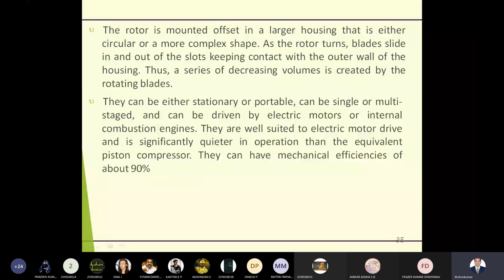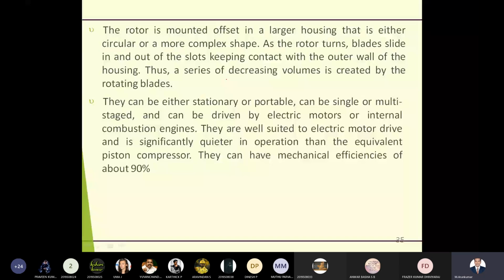This rotor is mounted offset in a larger housing that is either circular or of a more complex shape. As the rotor turns, the blades slide in and out of the slots, keeping contact with the outer walls of the housing, so a series of decreasing volumes is created by the rotating blades. The thing is, we have the offset. With this offset, when you rotate, the volume keeps increasing and decreasing, and because of that it can produce compressed air. They can be either stationary or portable. They can be single or multi-stage, and can be driven by electric motors or internal combustion engines.